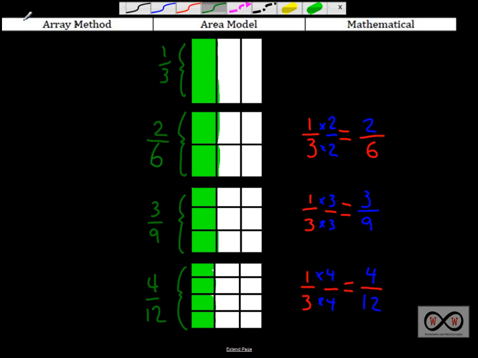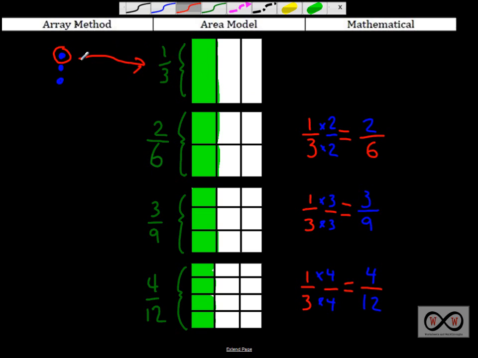Now, how would we handle this with the array method? So first of all, you want to set up an array based on your denominator. Okay, and in this case, we have a denominator of 3. And we want to show 1 out of those 3 with an array. And it's as simple as that. We've got this equaling 1/3. See, 1 out of 3 are focused upon here, shaded in, if you will, in this area model. Okay, so these are equivalent.